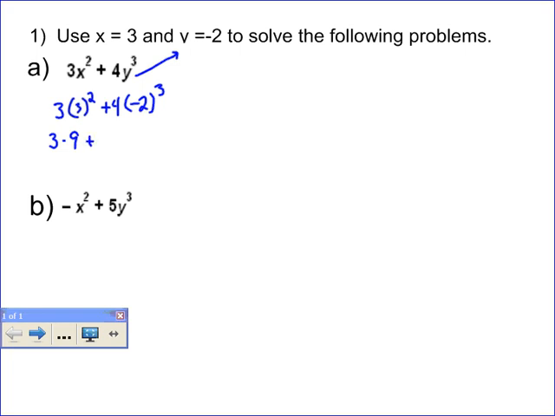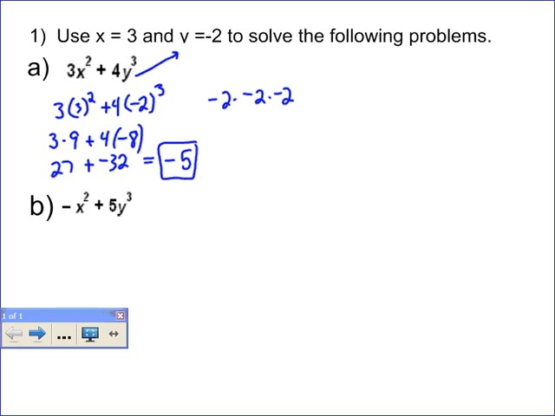The second part, you got 4 times, well, a negative 2 cubed. Well, negative 2 cubed is written as a negative 2 times a negative 2 times a negative 2. There are 3 negatives, which means it's a negative answer, because an odd number of negatives is negative. And then 2 times 2 times 2 is 8. So our answer becomes 27 plus 4 times negative 8, which is a negative 32. Do this simple arithmetic, and you get negative 5 as your answer.